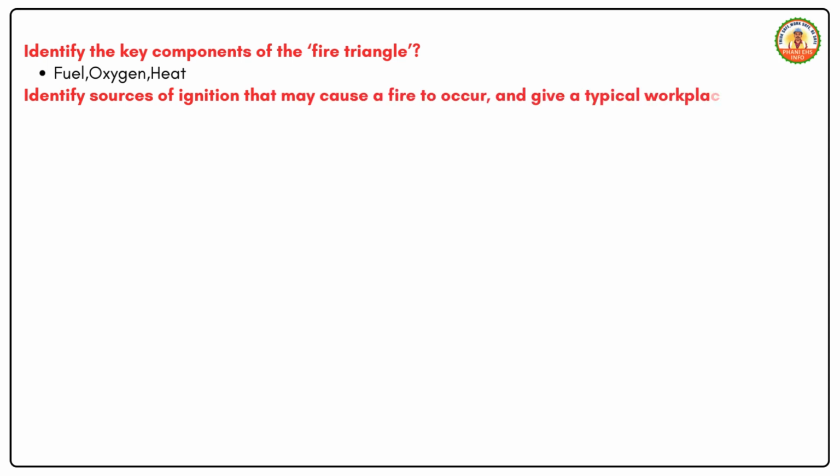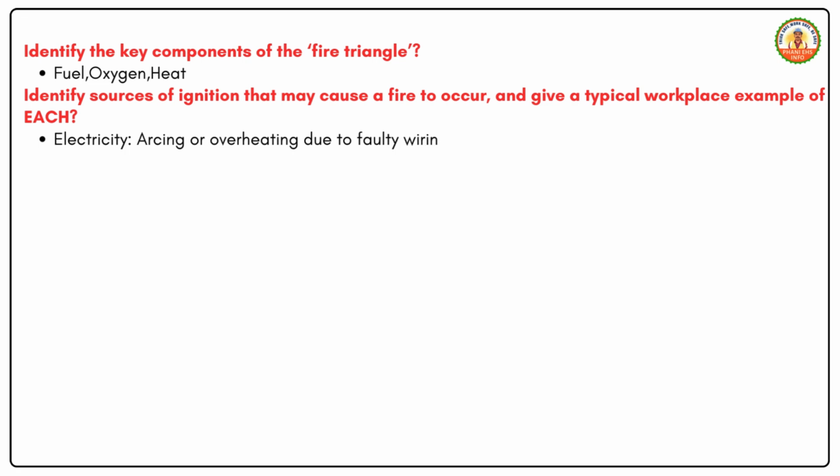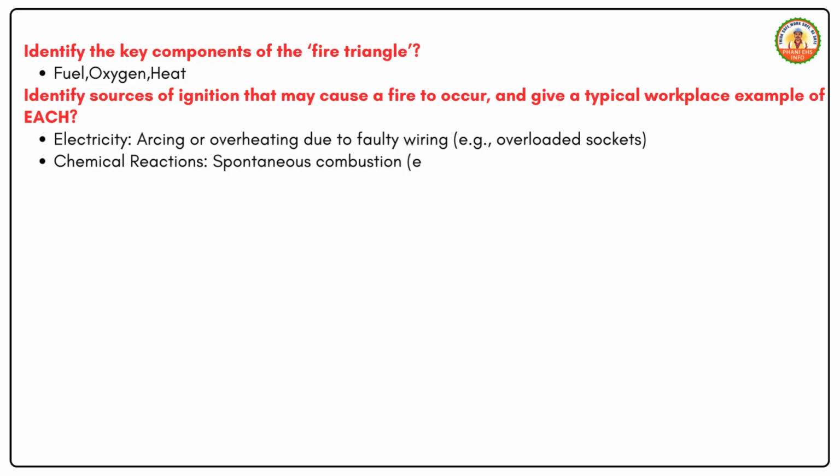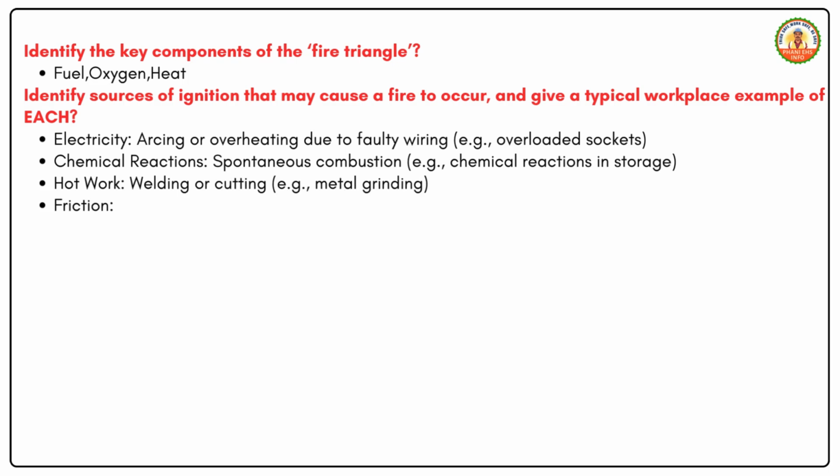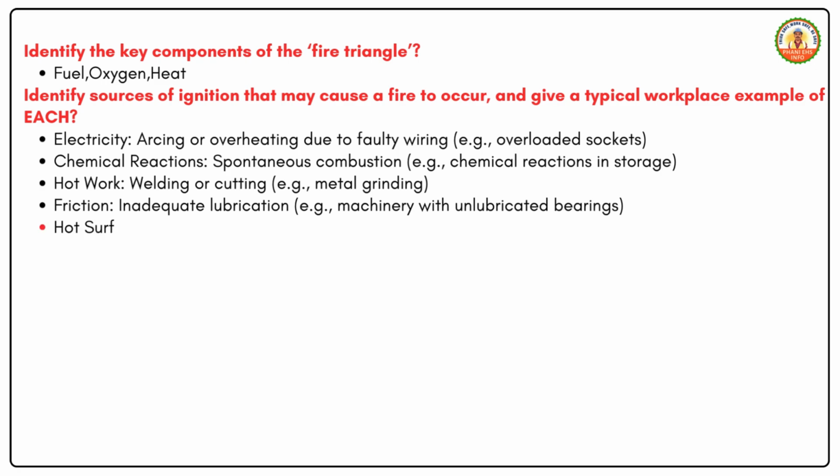Identify sources of ignition that may cause a fire to occur and give a typical workplace example of each. Electricity, arcing or overheating due to faulty wiring, example, overloaded sockets. Chemical reactions, spontaneous combustion, example, chemical reactions in storage. Hot work, welding or cutting, example, metal grinding. Friction, inadequate lubrication, example, machinery with unlubricated bearings. Hot surfaces, cooking appliances, example, hot stoves.